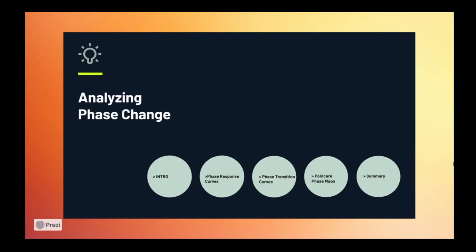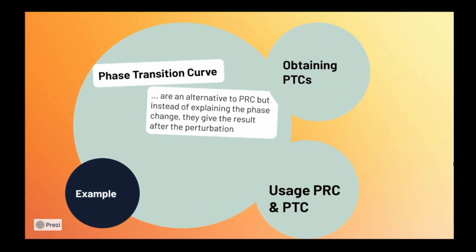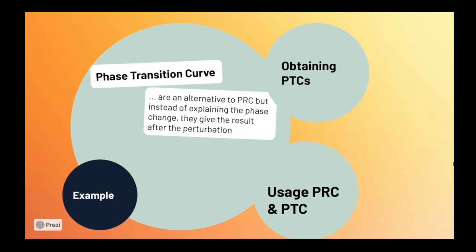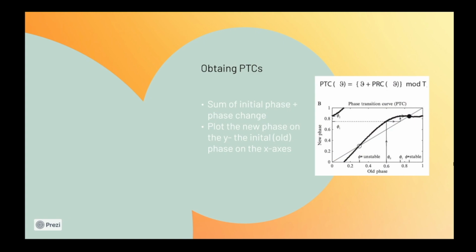Now let's continue with phase transition curves. They are an alternative to the phase response curves, but instead of explaining the phase change, they give the result after the perturbation of the system. If we take a look at the formula on the right, we can see that the PTC of a phase is actually the sum of the initial phase and the phase change that we can get from the PRC modulo the period length of the system. The PTC is therefore equal to the new phase of the system.